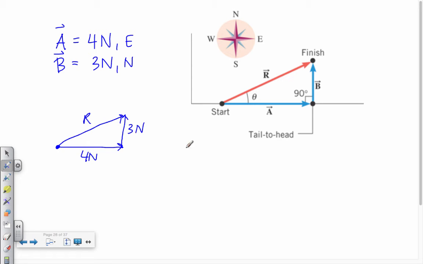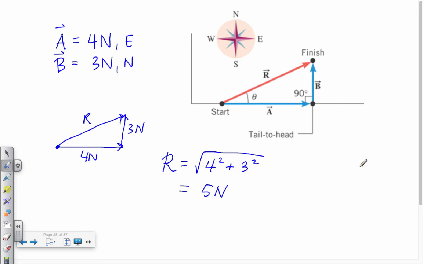So to do this, I'd use the Pythagorean theorem. R is going to be equal to the square root of 4 squared plus 3 squared. Now hopefully you recognize that that's a Pythagorean triple. And my resultant is going to be 5 newtons. But it's not 5 newtons east, and it's not 5 newtons north. It's 5 newtons at some angle north of east. So how do I find that angle?